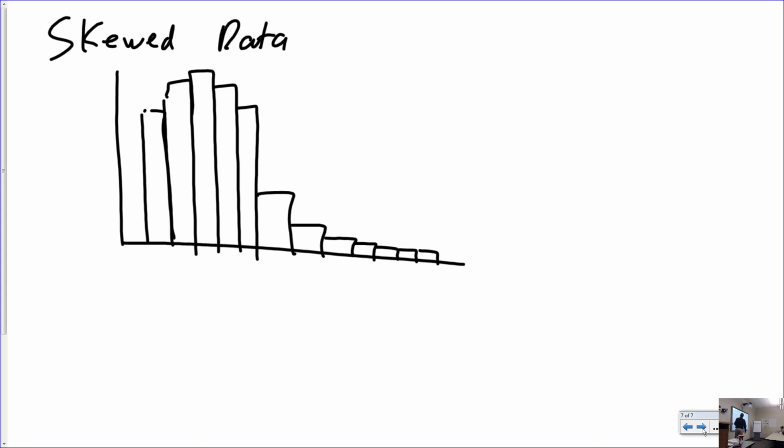And now, this is where it gets a little bit on the weird side, folks. This is skewed data. You could have data that's either skewed left or skewed right. Which one would you think that this is called? Why? If you're looking at the book, you can see that this is actually called skewed right. Why is that?